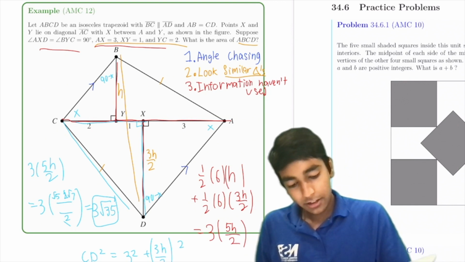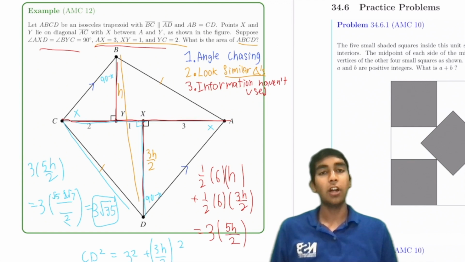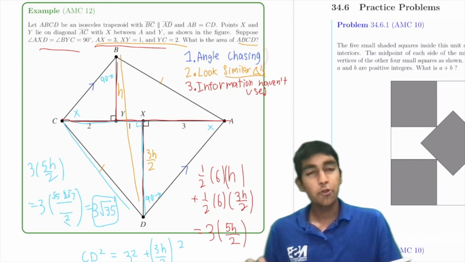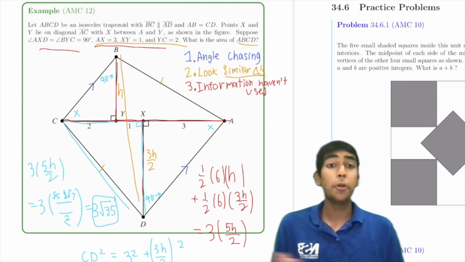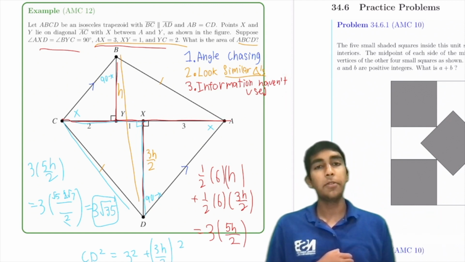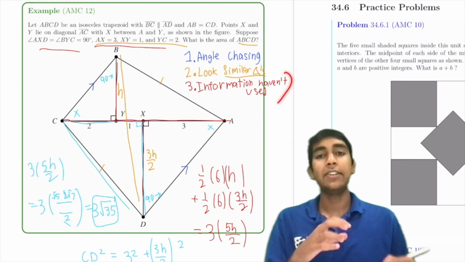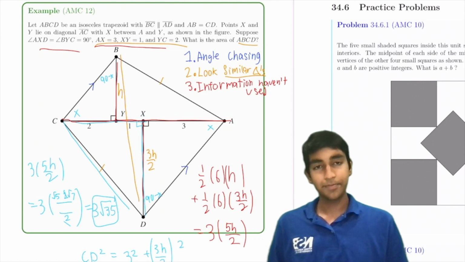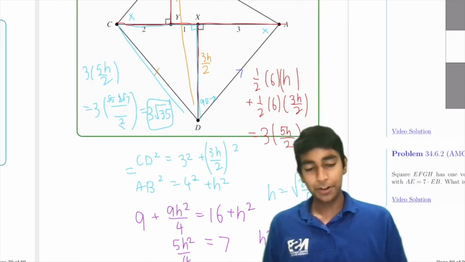So these are the main 3 steps that we go through to solve harder geometry problems. Angle chase first, then look for similar triangles, special triangles, or other properties. And then after that, when you've exhausted all your options, look at the information you haven't used yet and try to figure out a way to use it. Okay, and then we're done.